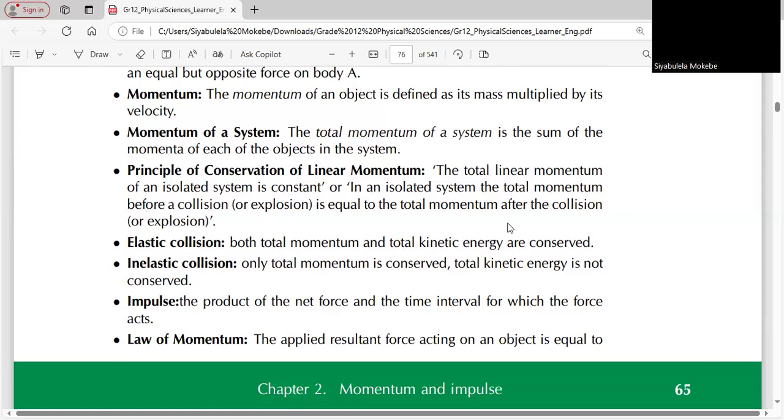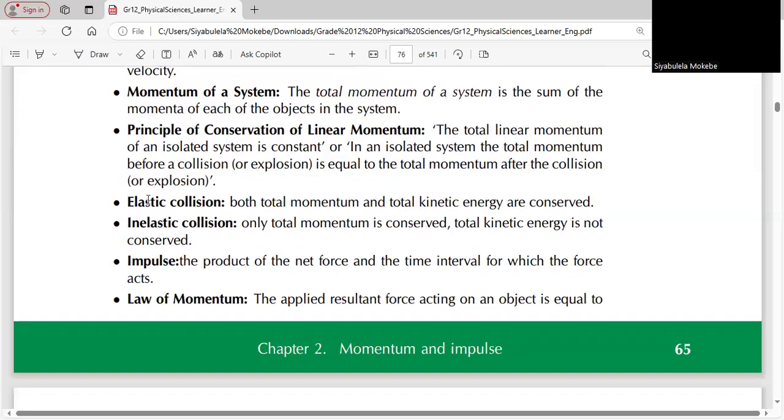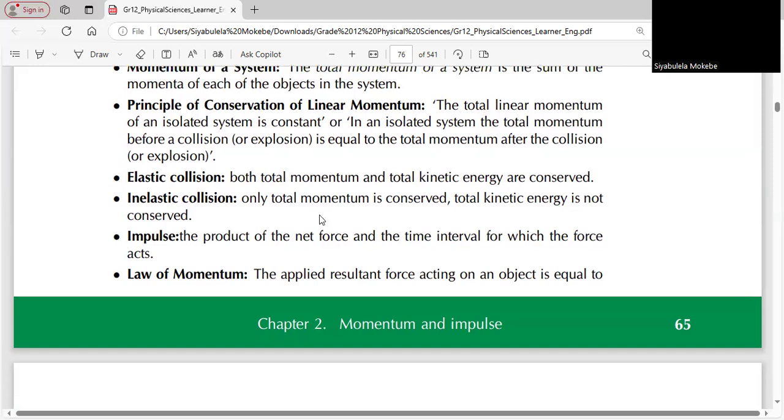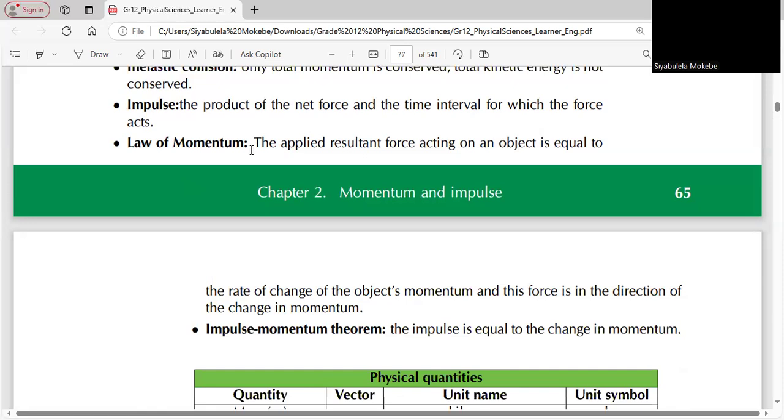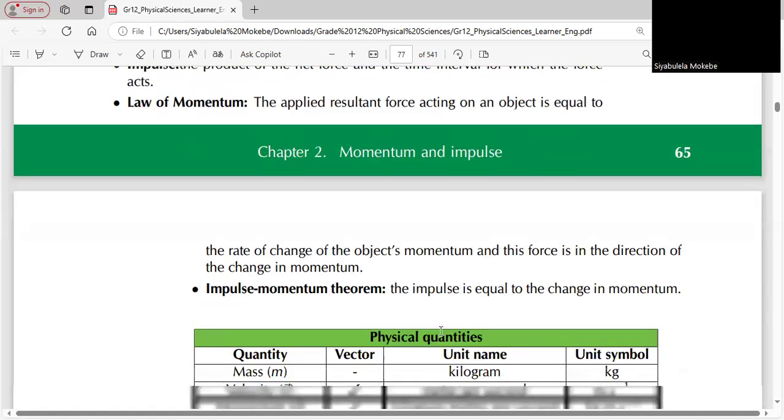An elastic collision means that both total momentum and total kinetic energy are conserved. In an inelastic collision, only total momentum is conserved, but total kinetic energy is not conserved. Impulse is the product of the net force and the time interval for which the force acts. Newton's second law in terms of momentum: the applied resultant force acting on an object is equal to the rate of change of the object's momentum, and this force is in the direction of the change in momentum. The impulse-momentum theorem states that the impulse is equal to the change in momentum.